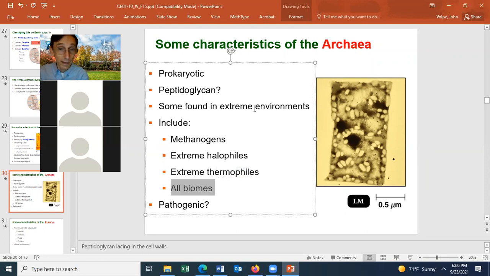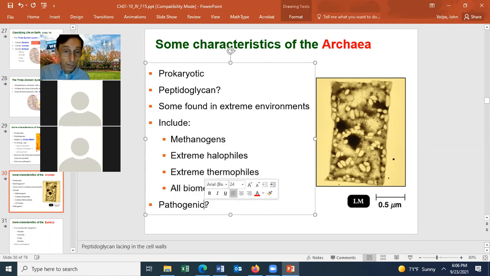It is true that in extreme environments, you can find the archaea. And generally, you don't find too many other organisms. But you can find some bacteria in all of these environments. But the archaea tend to dominate. But the archaea are found everywhere on the planet.